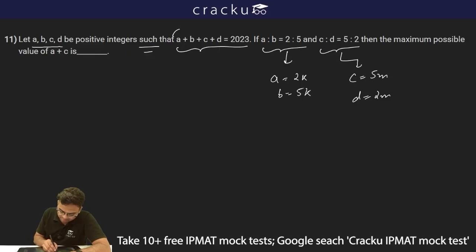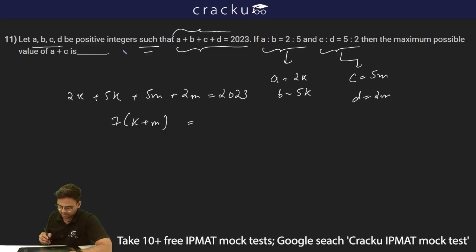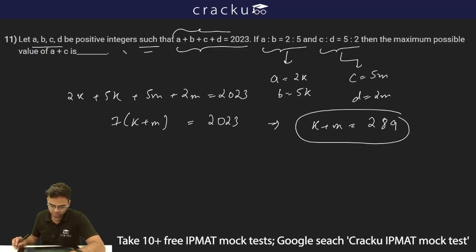Now we are given a plus b plus c plus d is equal to 2023, so I can write 2k plus 5k plus 5m plus 2m, this is equal to 2023. So 2k plus 5k is 7k, 5m plus 2m is 7m, so I can write 7 into k plus m is equal to 2023. Thus k plus m will be equal to 2023 divided by 7, this will be equal to 289. We have got the value of k plus m is equal to 289.